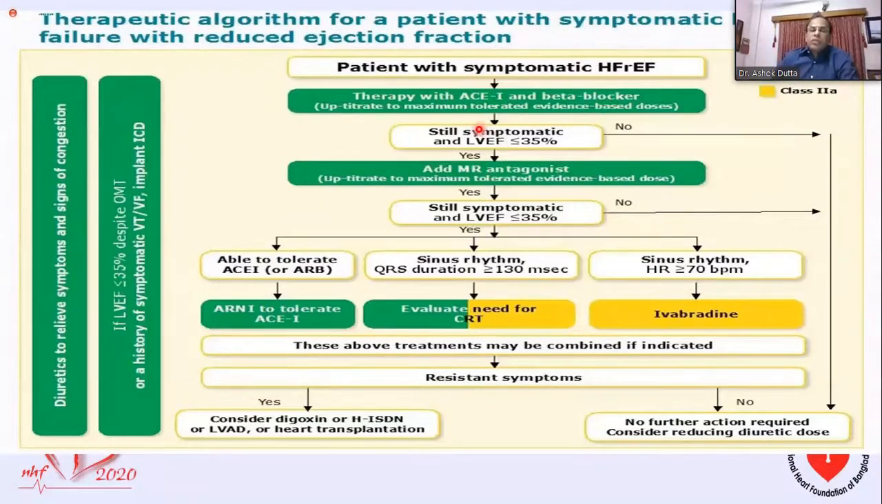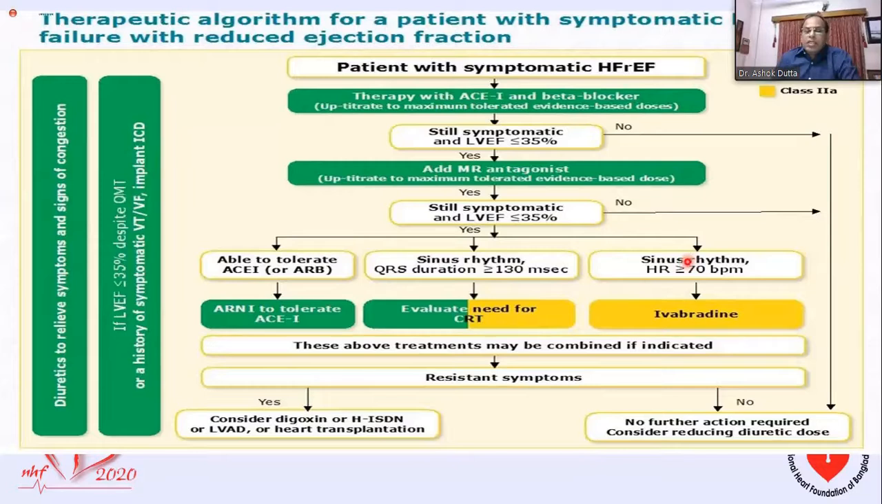We start with any patient with heart failure and symptoms. And if the ejection fraction is still less than 35%, then MRA may be the next option. If the symptoms persist, then there may be a need to switch over from ACE inhibitor to ARNI. The second thing that is sometimes needed is CRT or device therapy.